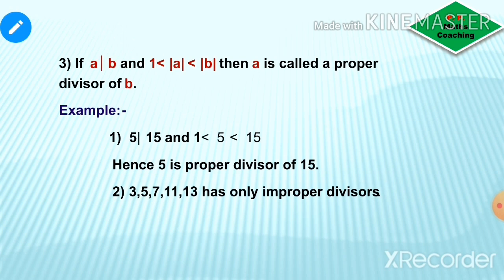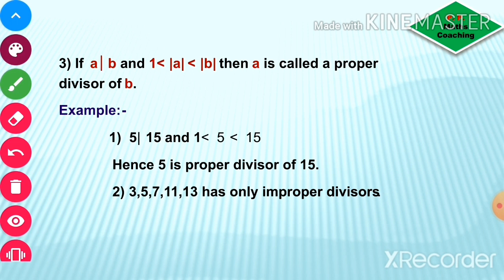Now third, if a divides b and 1 is less than mod a, which is less than mod b, then a is called a proper divisor of b. Here this integer a divides b, and if it satisfies this condition, 1 less than mod a less than mod b, then a is called a proper divisor of b. For this we see this example. 5 divides 15 and 1 is less than 5, which is less than 15.